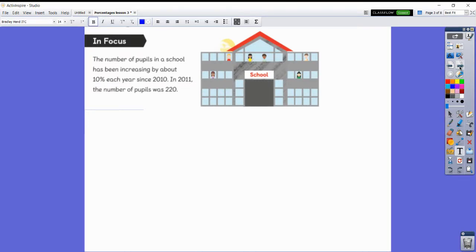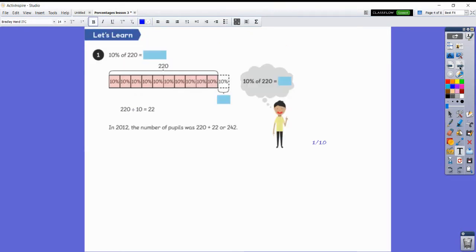So now you've done your click and your save, we're going to carry on with percentages. It says here, the number of pupils in a school has been increased by about 10% each year since 2010. In 2011, the number of pupils was 220. So it's asking here for us to calculate the number of pupils in 2012. And this is how they've done it.